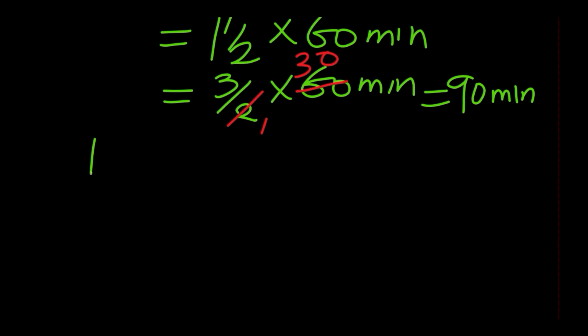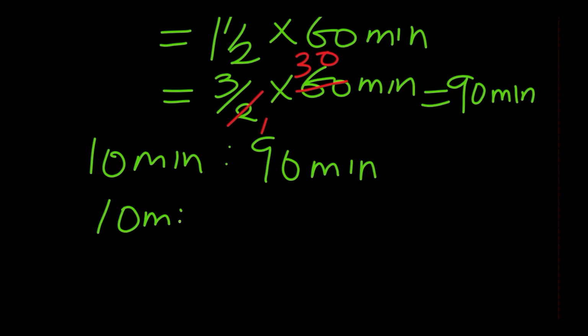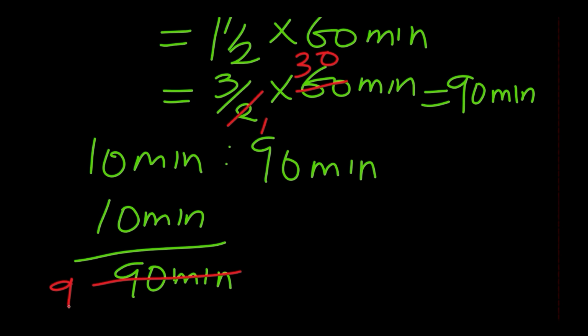Now let's express 10 minutes as a fraction of 90 minutes. To express 10 minutes as a fraction of 90 minutes means 10 minutes divided by 90 minutes. Simplifying, 90 minutes divided by 10 minutes will give us 9, and 10 minutes divided by 10 minutes will give us 1, which equals 1/9. Therefore, 1/9 is 10 minutes expressed as a fraction of 1.5 hours.